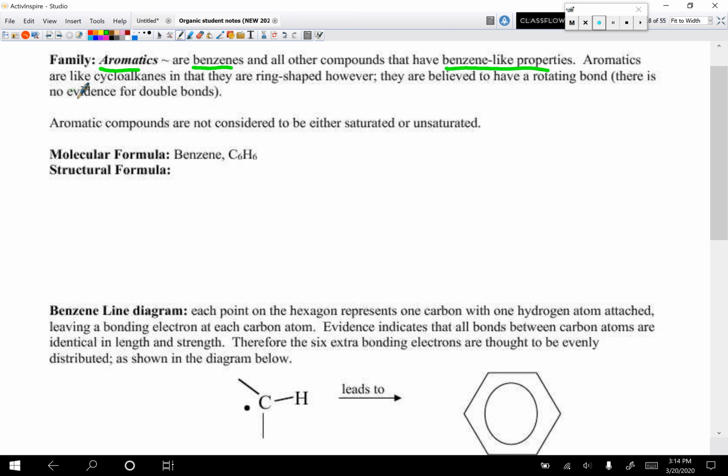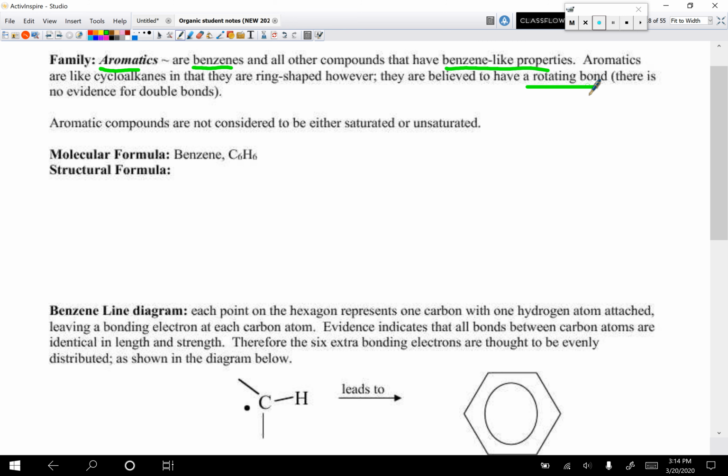So aromatics are like cycloalkanes in that they are ring-shaped. However, they are believed to have a rotating bond. So there is no evidence for these double bonds actually existing. When we draw it, there's going to be two ways of drawing it. All right, so we're going to go over here very shortly.